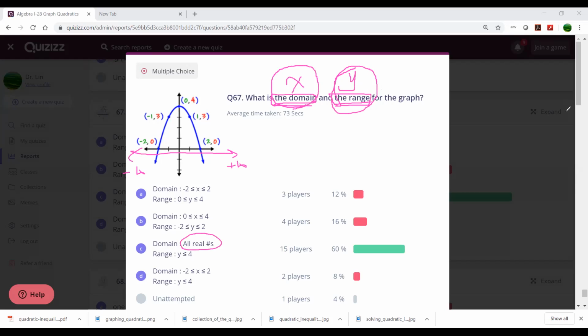What about y? Since this parabola opens down like a peak, the vertex will be the maximum value, right? The maximum value of y is 4. So y should be less than or equal to 4. That's what we want. So you get the final answer, which is C.